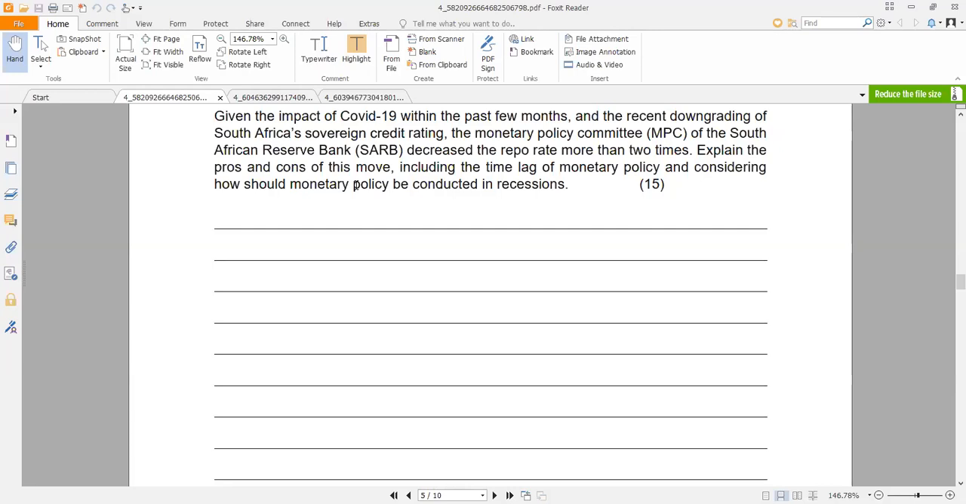So understand your question, answer each and every part of the question, then you collect all the information. Because what will normally happen is that most of the students will end up just explaining the pros and cons of the repo rate without also explaining the time lag and what should be done by the SARB when we are in recession. So try by all means to answer each and every part of the question so that you collect maximum marks.